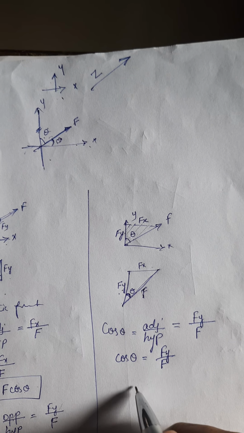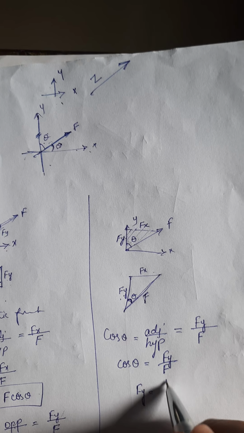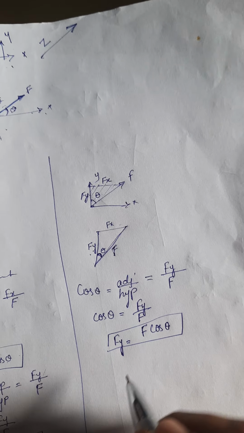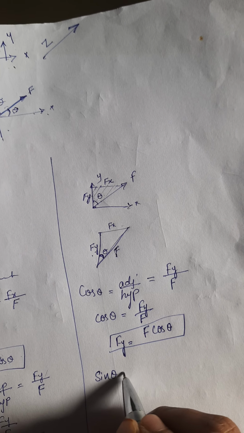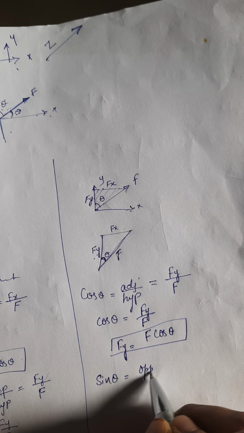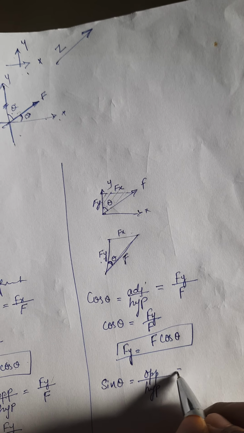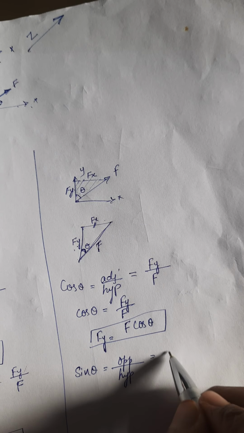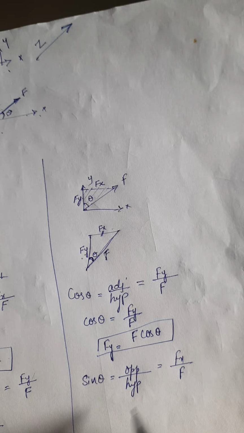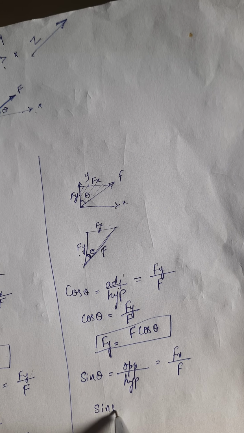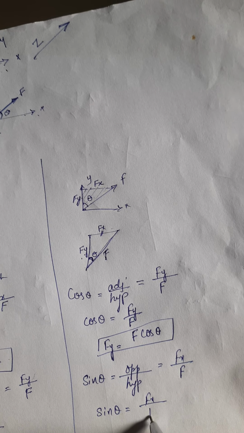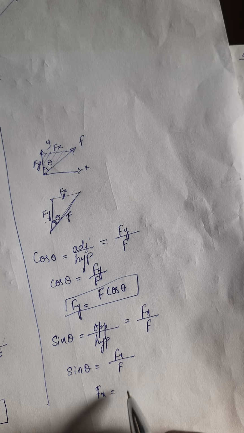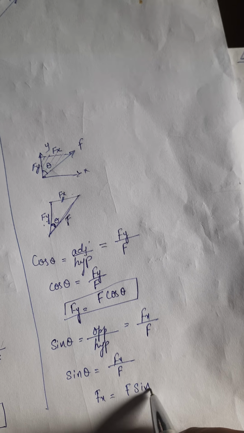And what we want is the vertical component, F of y, which is equal to F cos theta. And then sin theta. Sin theta is equal to what? Opposite side divided by hypotenuse. The opposite side is the side opposite to the angle. What is this? F of x. Hypotenuse is F. So sin theta is equal to F of x divided by F. What we want is F of x, the horizontal component. F of x is equal to F sin theta.